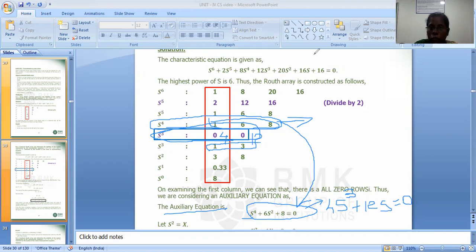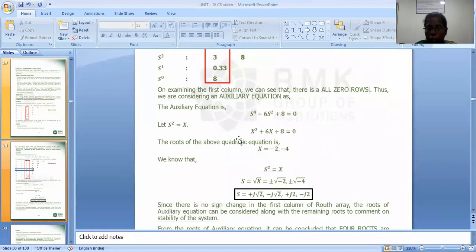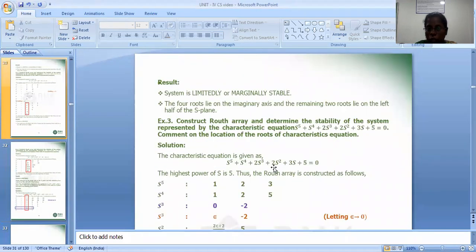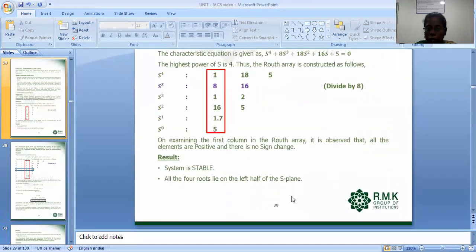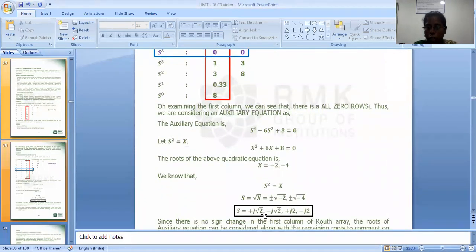Is that clear? So in this problem, you can see that after completing, from that auxiliary equation, we can find the roots. Since the all-zero row comes, from this auxiliary equation we are totally getting 4 roots, and if you check, all these 4 roots are lying on the imaginary axis, which means that the system is marginally stable. Whenever the roots are lying on the imaginary axis, the system is said to be marginally stable.